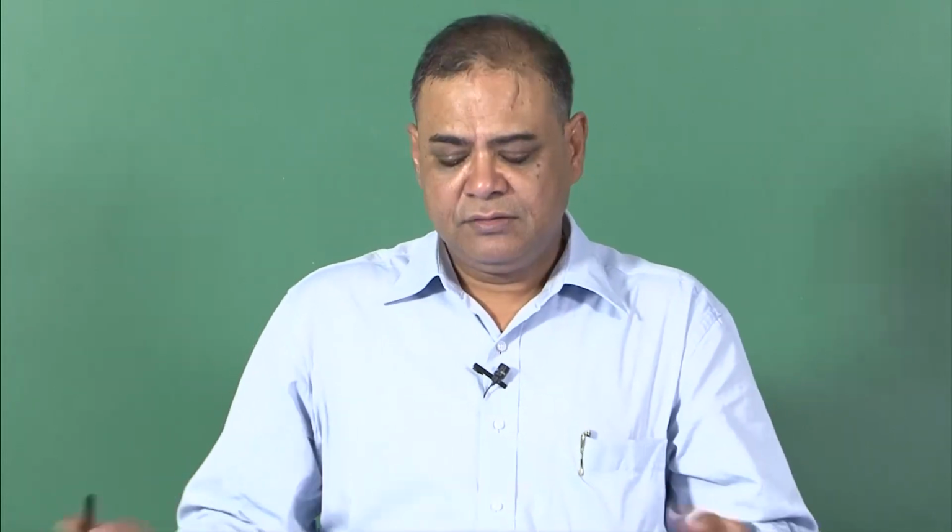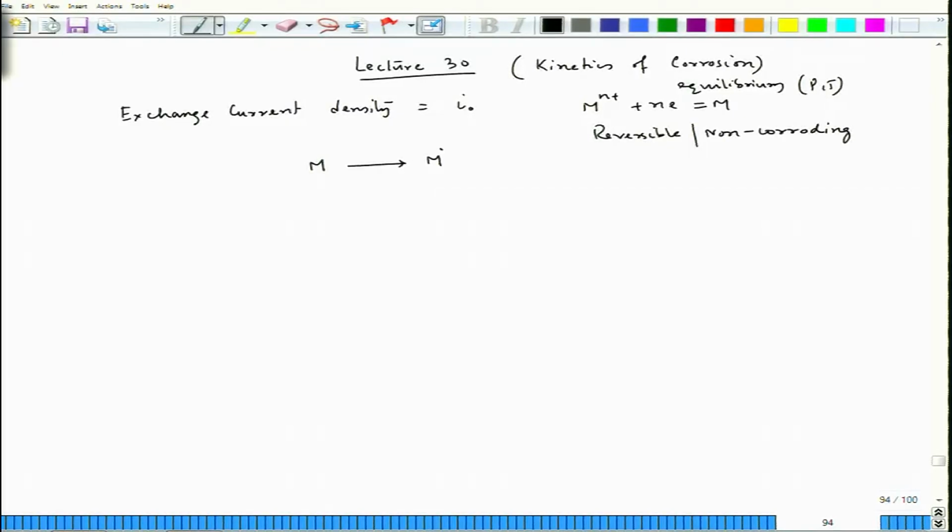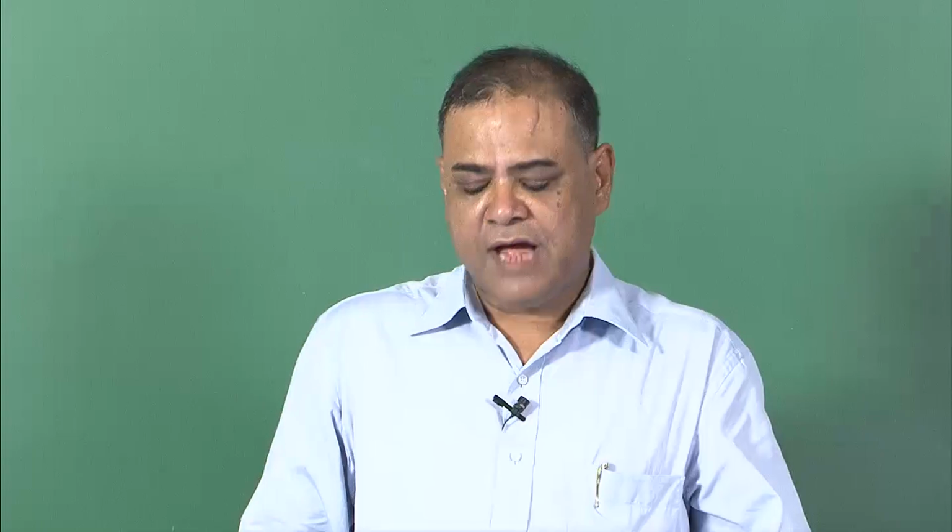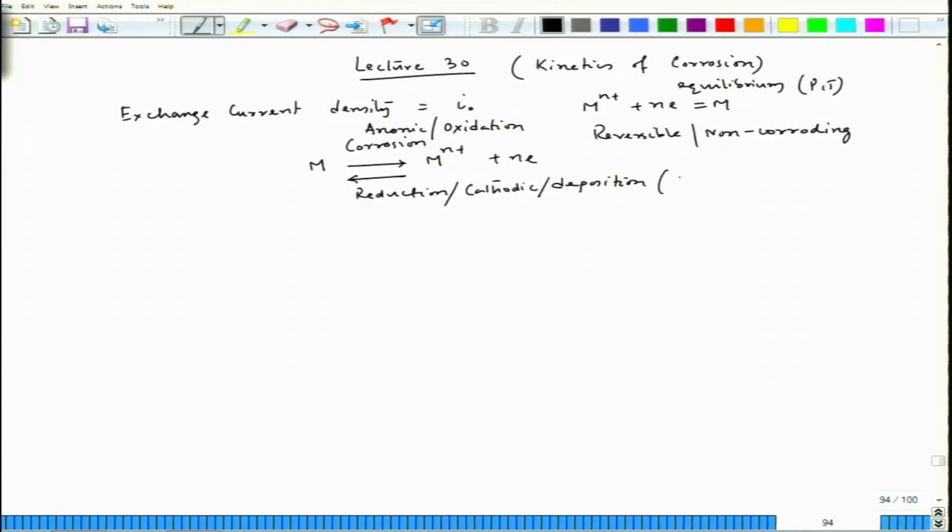The metal ion formation, M goes to Mn+ plus ne, this is corrosion, or we can take it as anodic reaction or oxidation reaction. And then this backward reaction is reduction, or cathodic reaction, or deposition reaction. Both these processes happen at the same rate, and the rate is termed in terms of I, which is the exchange current, which is basically the current density.